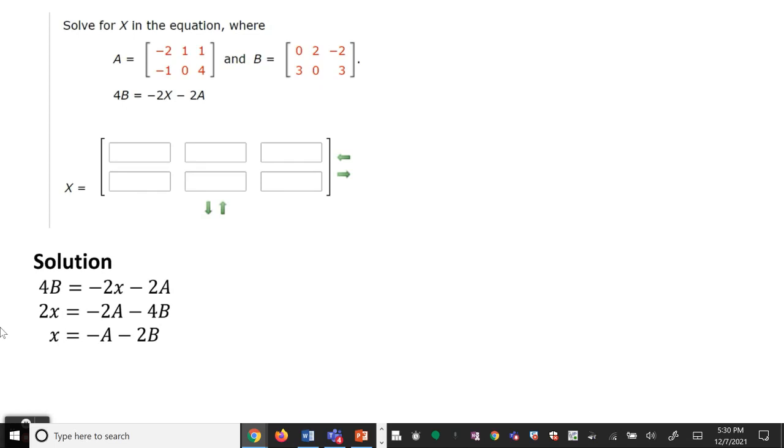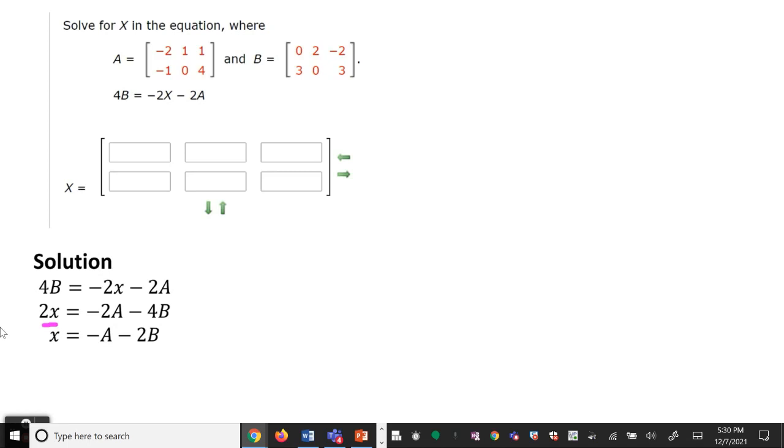So I'm gonna subtract the 4b to the right side, and I'm gonna take the 2x to the left side. So I end up with 2x is equal to negative 2a minus 4b, and then we're gonna solve for x. So if I divide by 2, I get negative a, and then 4 divided by 2 is negative 2.